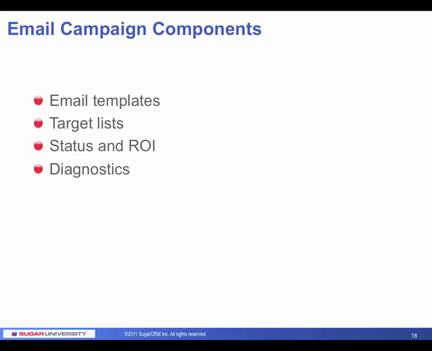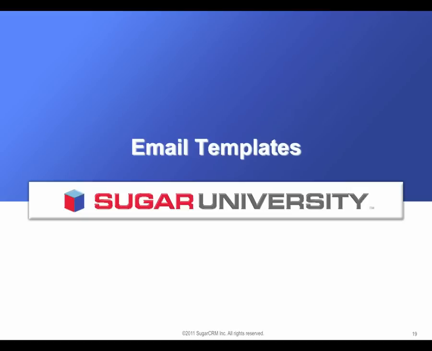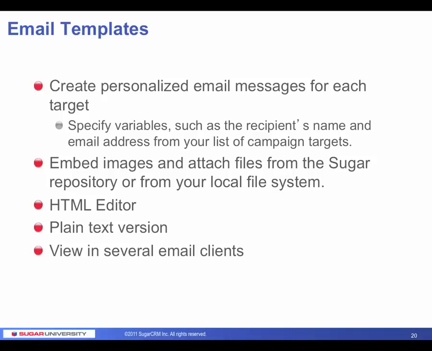Now we'll take a look at the details of each campaign component. First, we'll look at email templates. With email templates, you can personalize them by inserting the recipient's name and other fields from the record. Be sure to include images in your template to make them a little more flashy.